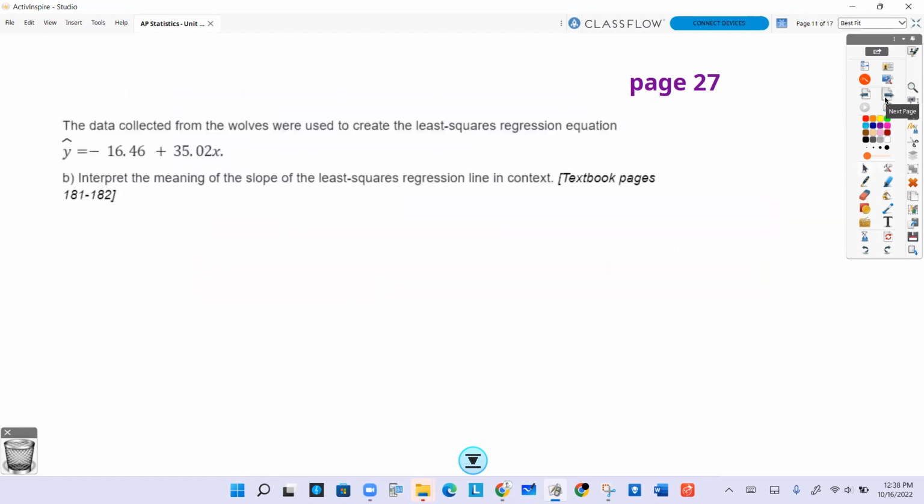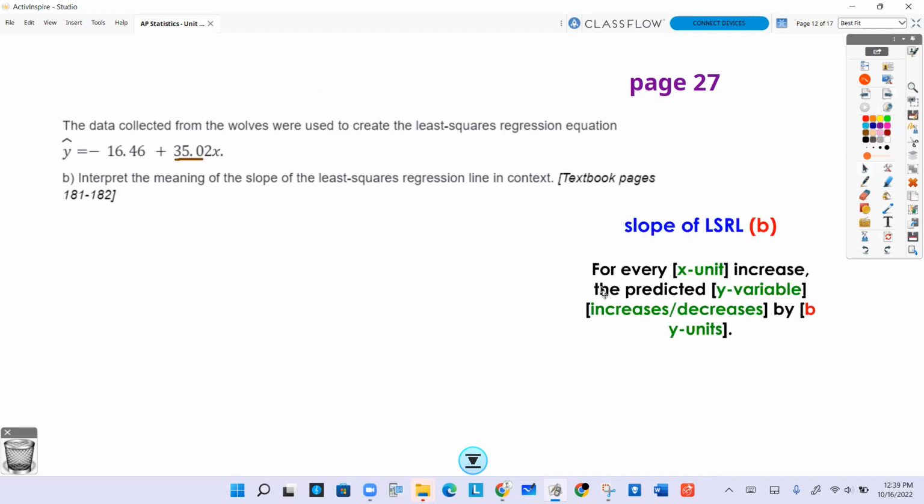All right, question 2. The data collected from the wolves were used to create a least squares regression line. Y hat equals negative 16.46 plus 35.02x. Interpret the meaning of the slope, which we have a template for. For every x unit increase, the predicted y variable increases or decreases by b units. Here's what the scoring guideline says.